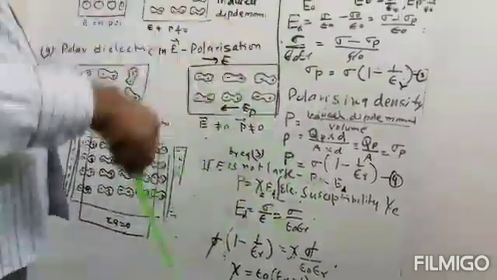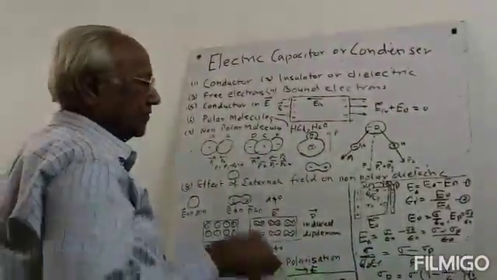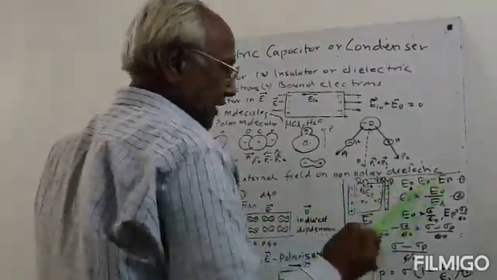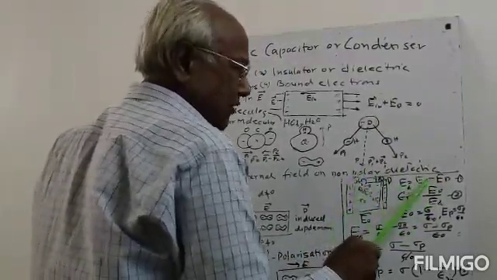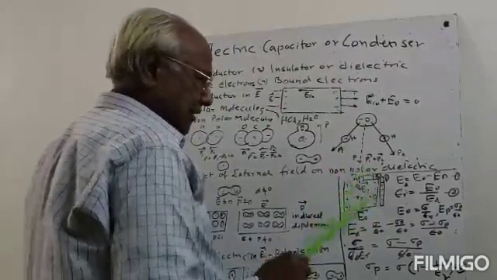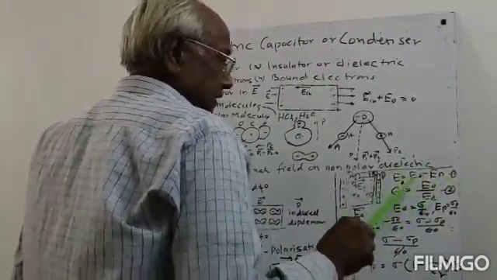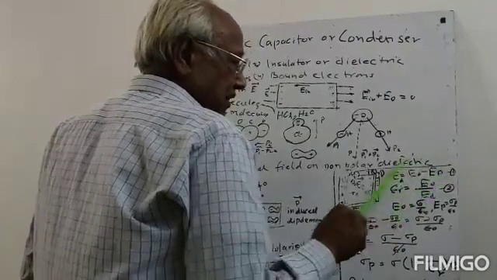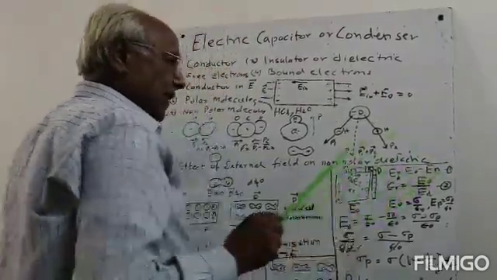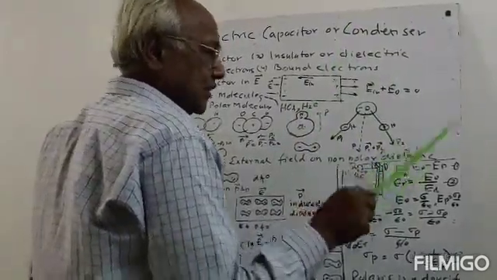So here we can conclude what is the effect of the electric field. The effect of the dielectric will be reduction of the electric field. When there is no dielectric, the electric field was E0. When we put the dielectric, then due to the polarization, the electric field is in the opposite direction. So total electric field will be equal to E0 minus Ep. So there is a reduction of electric field by the insertion of the dielectric.